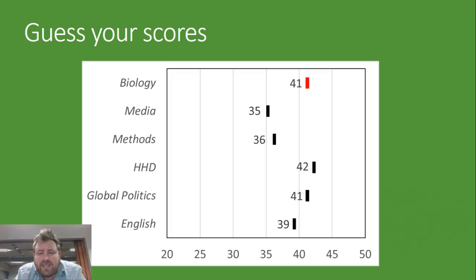Maybe you did biology in year 11, so that one's kind of locked in. You're definitely getting that 41. Well done. And you kind of think that you're going to get maybe a 35 in media and a 36 in methods and a 42 in HHD and a 41 in global and a 39 in English or whatever it might be for you. But that guess really is just your best guess.